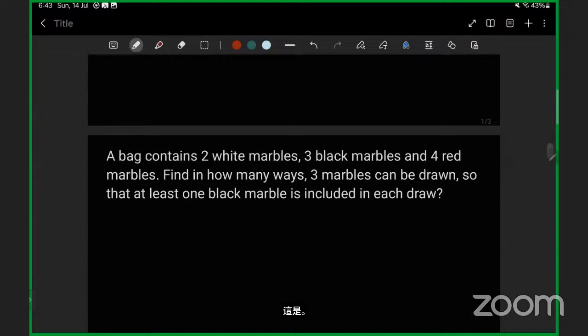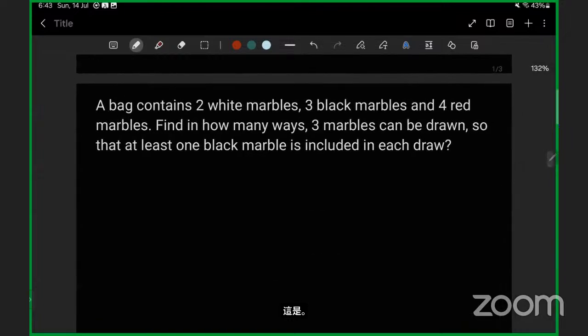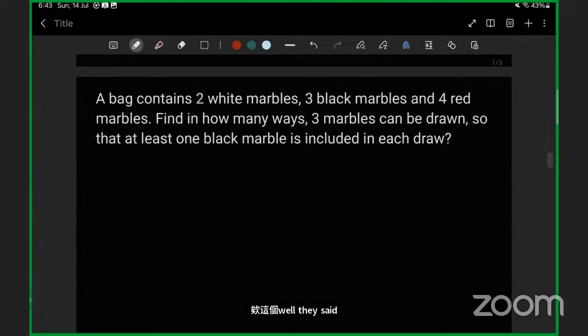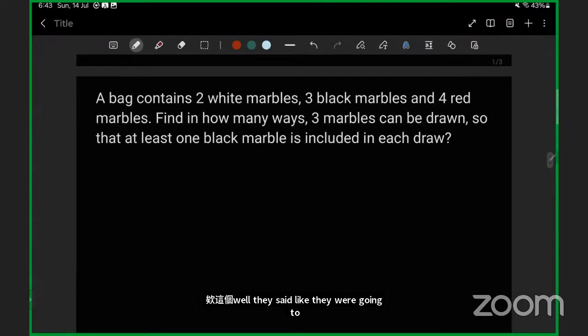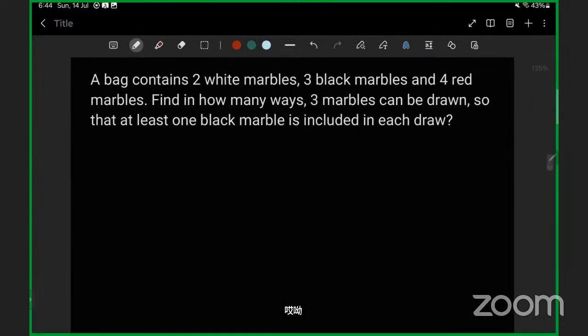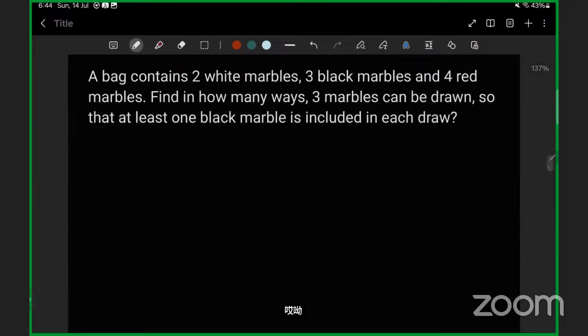And next, I have another question which is very similar to what we did now. Can you solve this? Here the marbles are there, we took balls. In how many ways can 3 marbles be drawn so that at least one black is there? Can you solve and give the answer? Yes, sir, please give us time. Sure, 3 minutes.